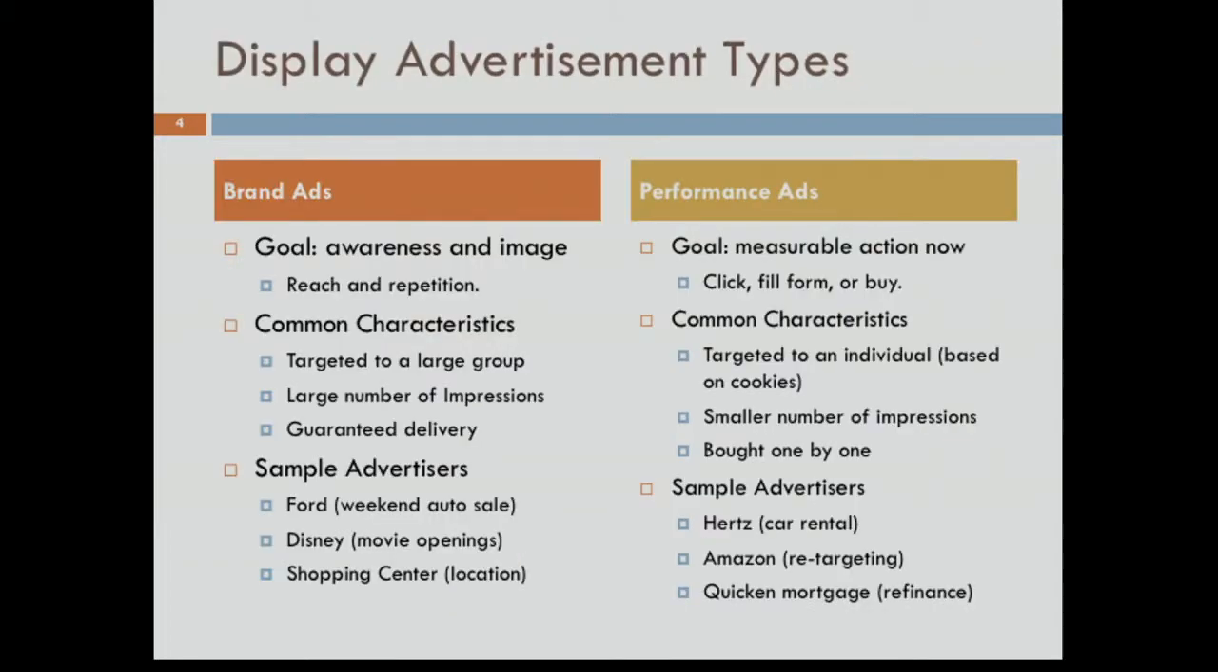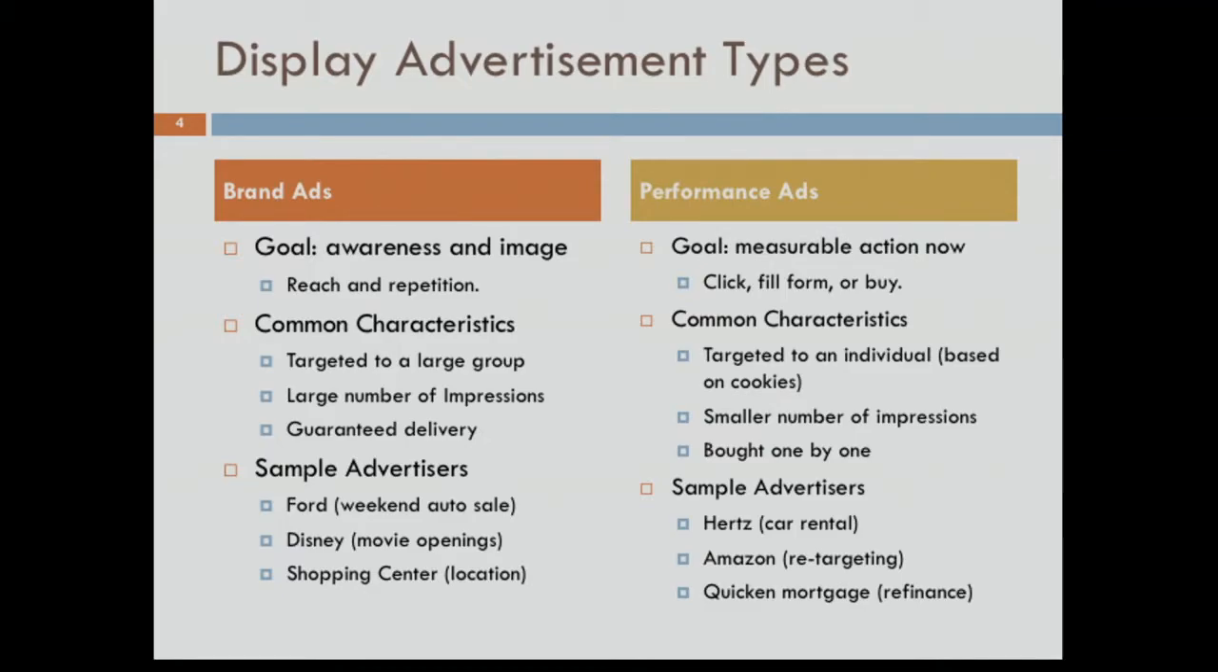Okay, so I want to distinguish in this talk between these two types of ads, what I'll call brand ads and what I'll call performance ads. By brand ads, I mean ads where the goal is awareness and image, and where the traditional advertising objective is reach and repetition. Disney has a movie that's going to open this weekend. It wants millions of people to become aware of it. It wants to reach some number of millions of people and have them see 4 ads, so that they see it repeatedly, become aware, start some buzz going, and get real attendance over the weekend.